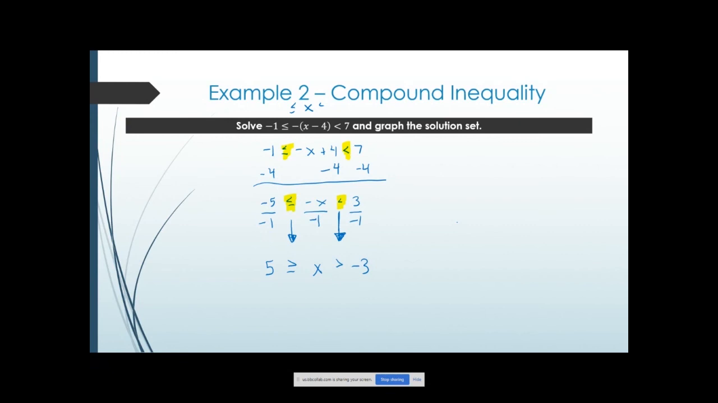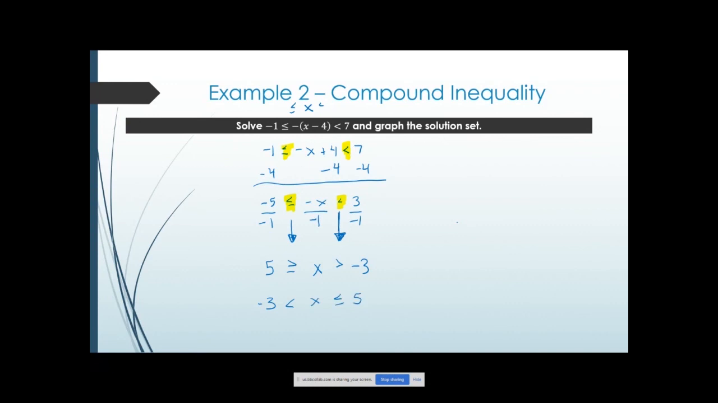Now generally, we read these left to right with less than symbols. So if you want to read it that way, you then have to reverse the whole thing, sort of like a mirror image, because we want to have the smallest number on the left. So that's negative 3 less than x less than or equal to 5.